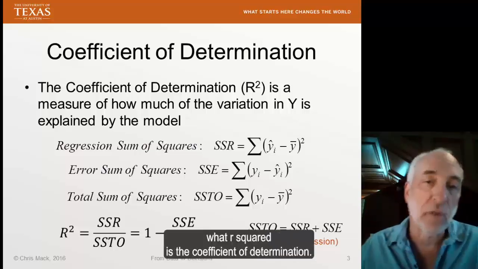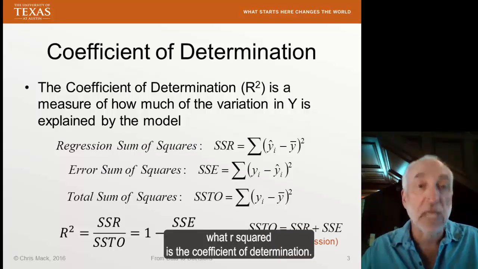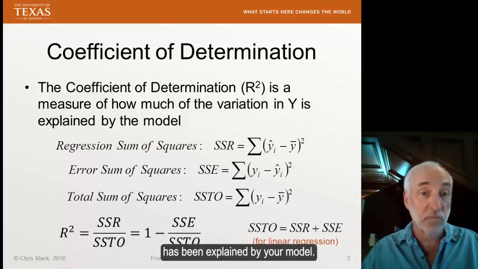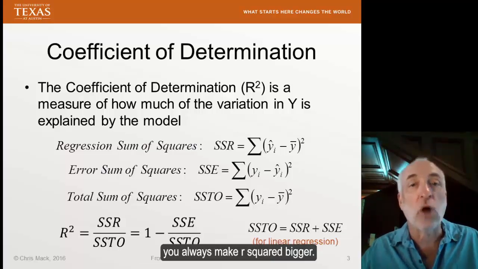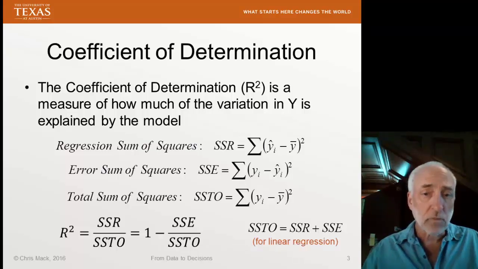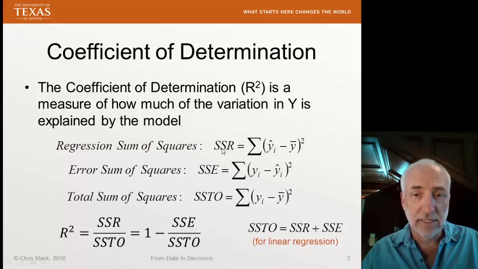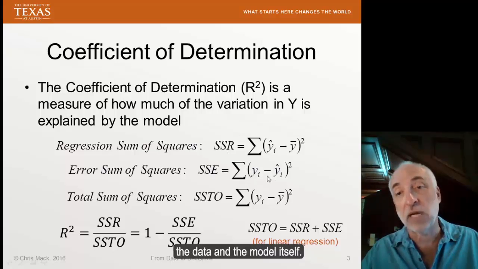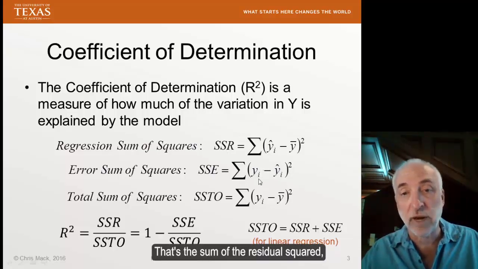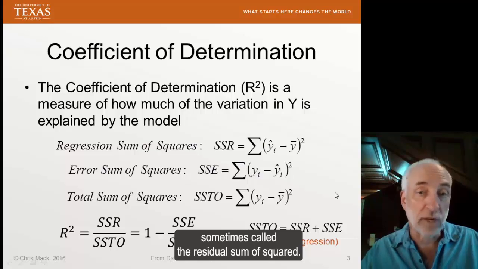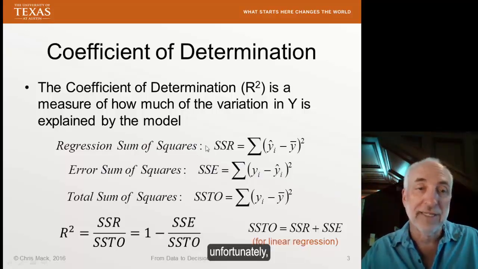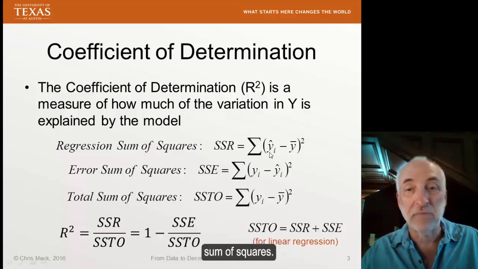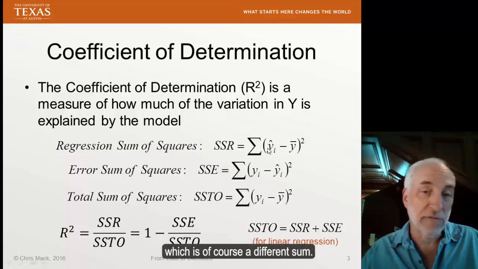Let's go back and review what R² is, the coefficient of determination. It's a measure of how much of the variation in Y has been explained by your model. When you make the model more complicated, you always make R² bigger. Recall that we've defined the sum of the squares of the errors, the difference between the data and the model itself. That's the sum of the residual squared, sometimes called the residual sum of squares. Unfortunately, that sometimes gets confused with the regression sum of squares, which is, of course, a different sum.